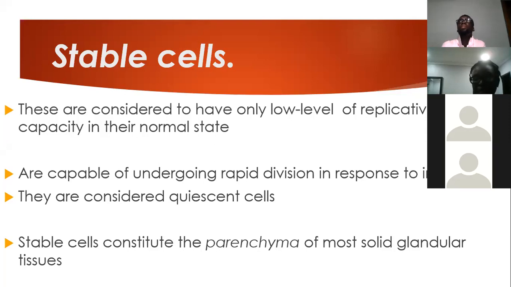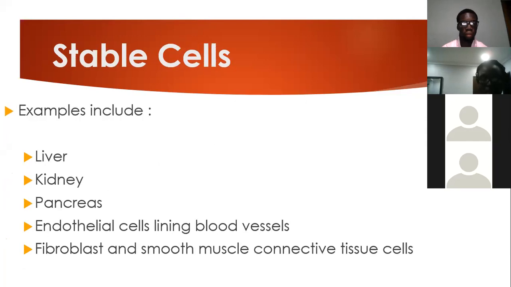The liver doesn't ordinarily divide, but when there's an injury to the liver, you realize that the liver will start dividing. We looked at compensatory hypertrophy some time back, and we said that this can occur in the liver when maybe there's resection of parts of the liver. Within a few hours, you see that the liver cells would proliferate and go back to the original size. So the liver is an example of a stable cell.